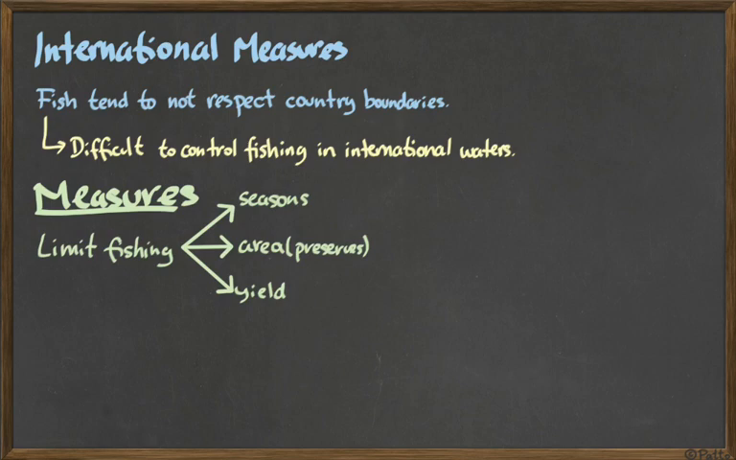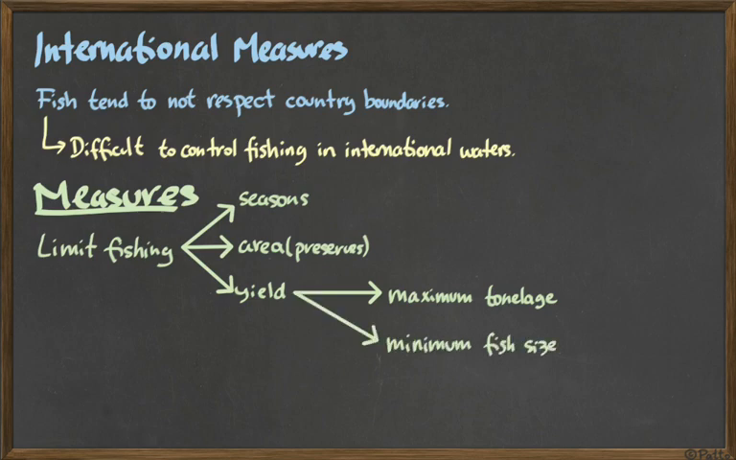And another way is for you to limit the yield, how much can be caught. So if you put a limit on the tonnage that can be caught, then you can limit that. There are different ways for you to control the yield. One is maximum tonnage. You say, okay, the maximum amount of fishing allowed in this country or every country or whatever, you put a number over there. Above that number, they have to stop fishing. Another way is for you to put a minimum fish size. Say, okay, you can fish, but you cannot catch fish that are smaller than a certain size.